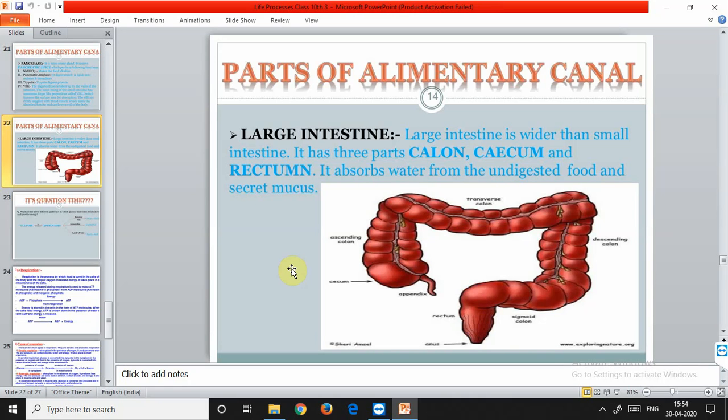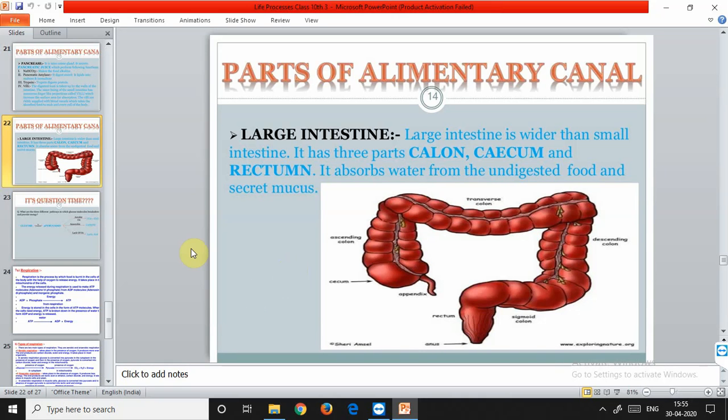And the small intestine coming from the stomach opens into the large intestine. Then the food material is passed from the large intestine to the anus, and the large intestine is divided into three parts that are cecum, colon, and rectum.